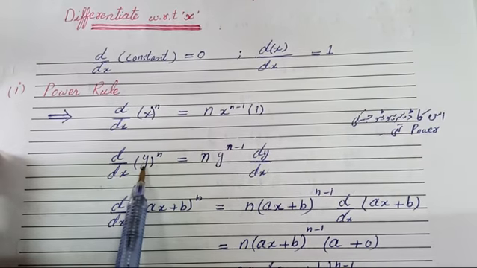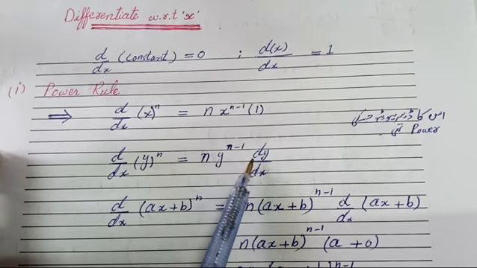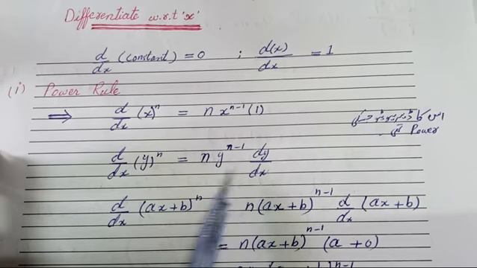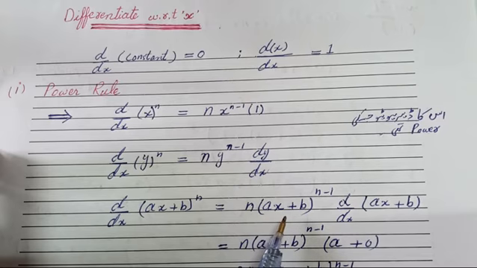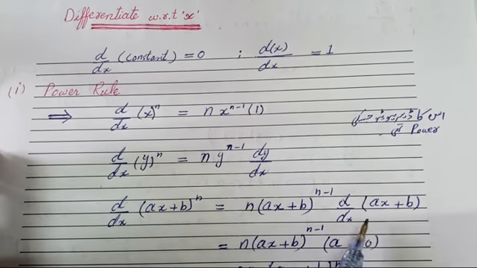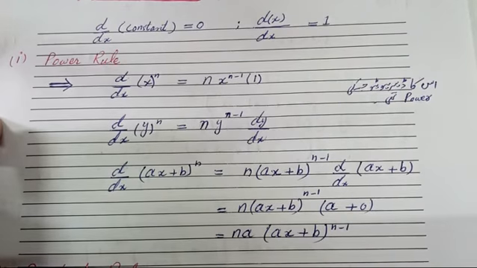While if there is any other variable, say you are taking the derivative of y with respect to x, then you can apply the power rule: n y raised to the power n minus 1, dy over dx. There is not 1, okay, it is written as dy over dx. While the third case, d over dx of (ax plus b) whole power n, is n (ax plus b) to the n minus 1, d over dx of (ax plus b), the derivative of this term. So you apply the power rule in this way.